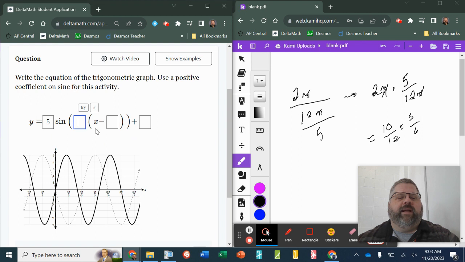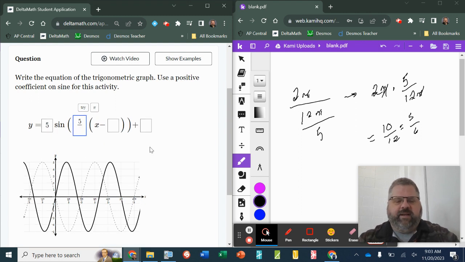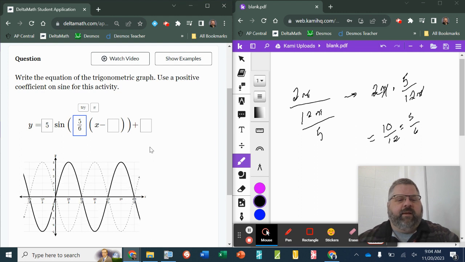So I'm going to put that in, because it does look like our period is no longer 2 pi. I'm going to press enter. Now I think it's got the period correct. It looks like we have the period and the amplitude correct. So let's try a phase shift now.